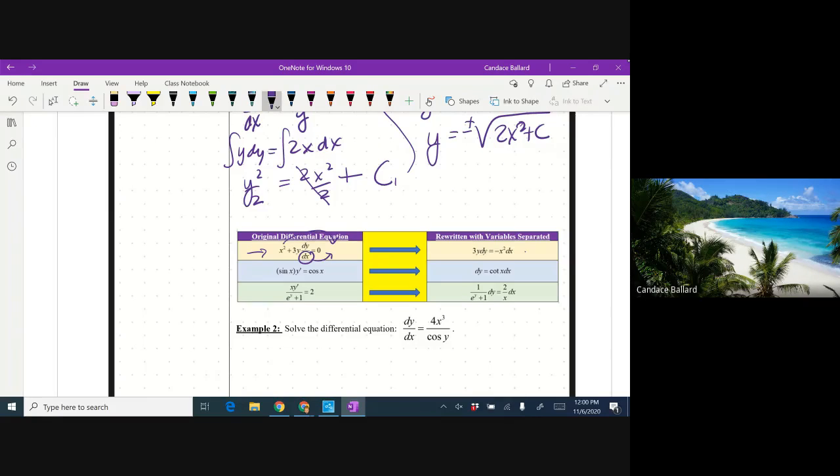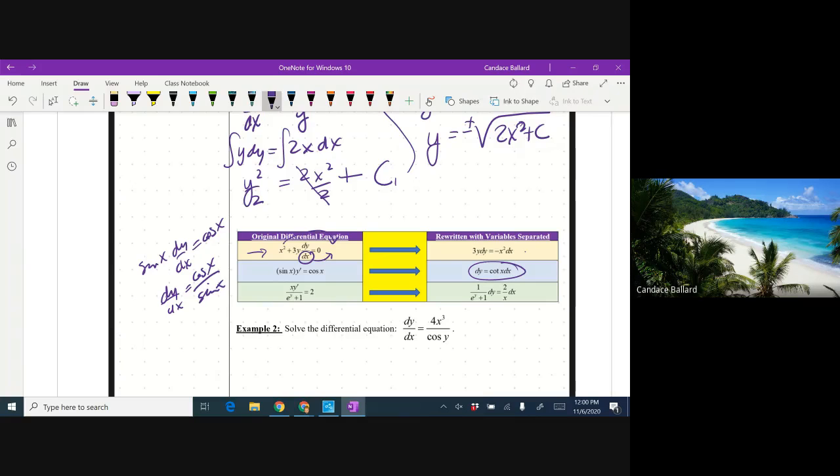This one here, oh, look at this one. This one says we've got sine of x dy dx equals cosine of x. I'm going to divide by the sine, right? So I'm dividing by the sine. What's cosine divided by sine? It's cotangent. Good. And then we'd move the dx over. So that's how they got that one.